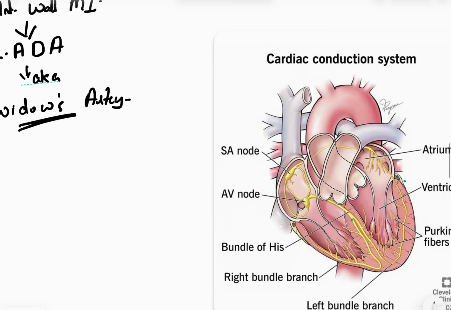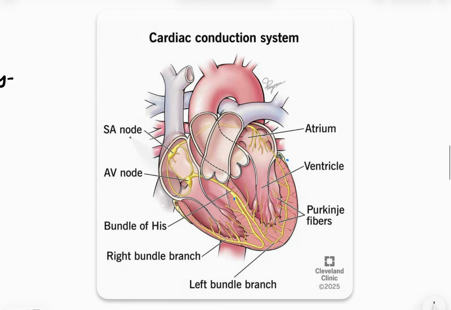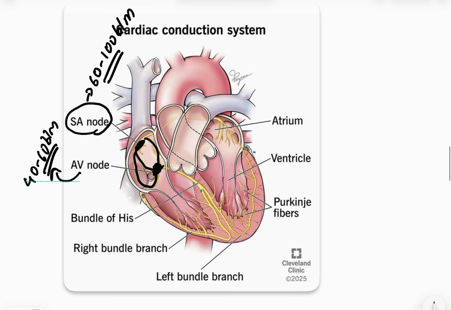Now we move to the cardiac conduction system, where we mentioned the natural pacemaker of the heart. The SA node creates impulses and transfers them to the AV node through internodal fibers. The SA node creates 60 to 100 beats per minute impulses and sends them to the AV node. The AV node also makes impulses, 40 to 60 beats per minute, and transfers the impulses to the bundle of His.